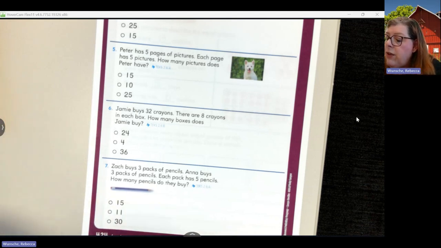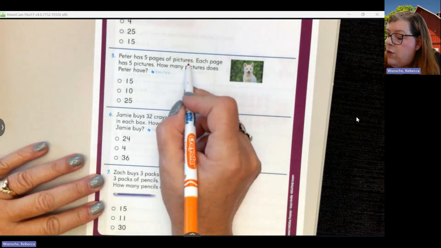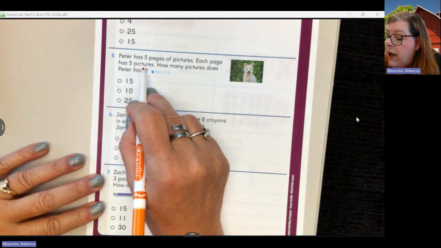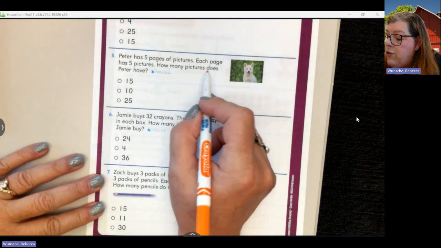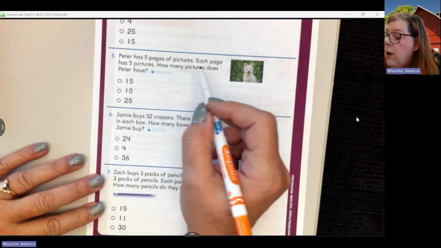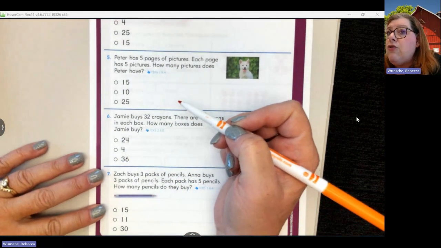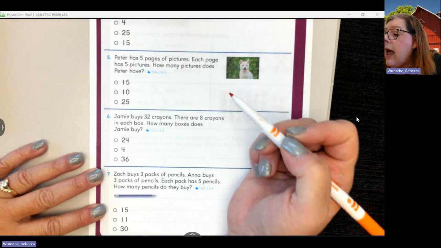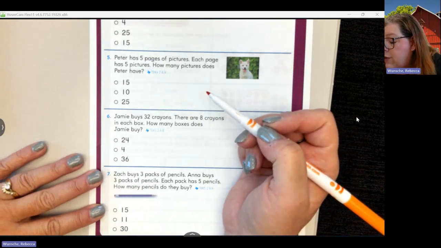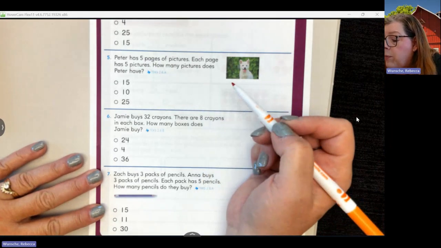So let's look first at number 5. It says that Peter has 5 pages of pictures. Each page has 5 pictures. How many pictures does Peter have? So I want to go through this one step at a time, and I want to physically draw out what this looks like. I want to create the representation or the model for this problem.